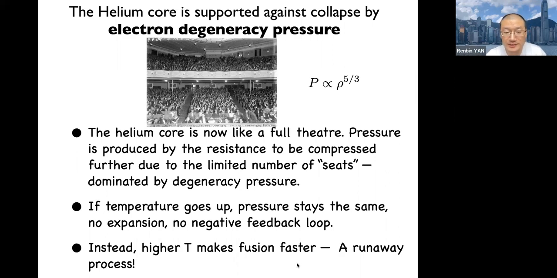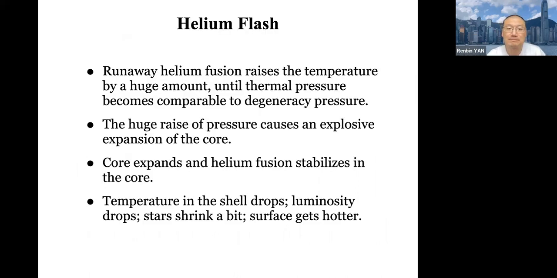Because of that, you have a runaway process. Helium fusion rate gets crazily high, and so basically it's like a bomb, like a helium atomic bomb. Instead of a hydrogen bomb, now we actually have a helium bomb, because the helium fusion is not being controlled by this negative feedback loop. It can continue to raise the temperature and gets faster and faster fusion rate.